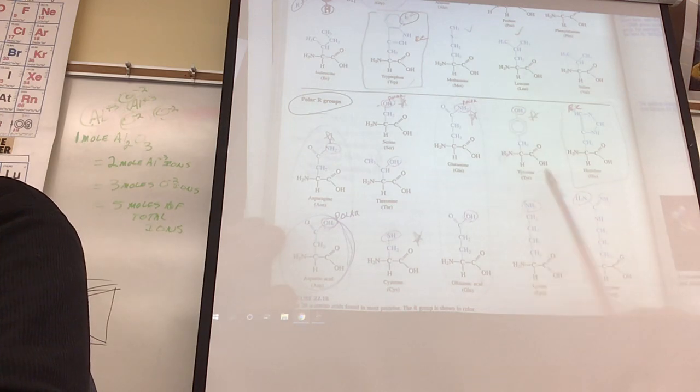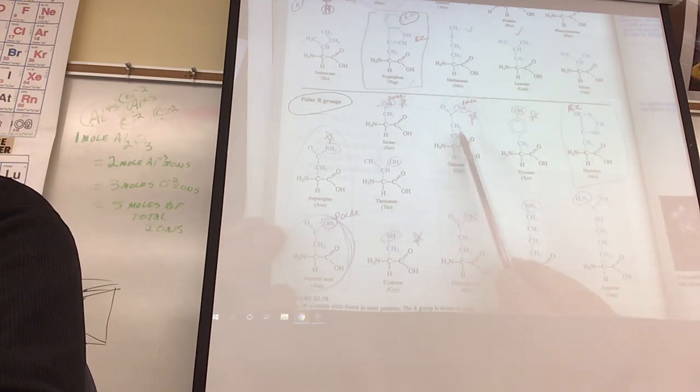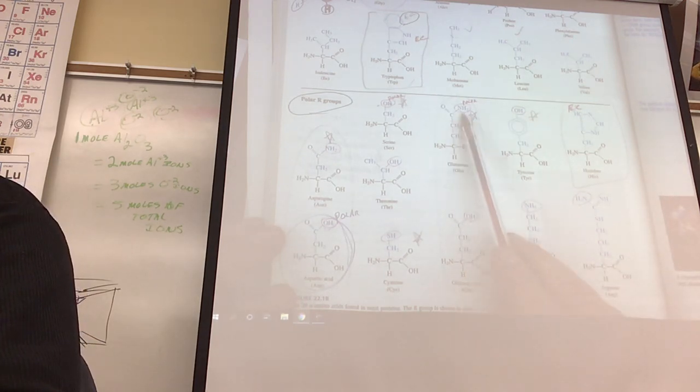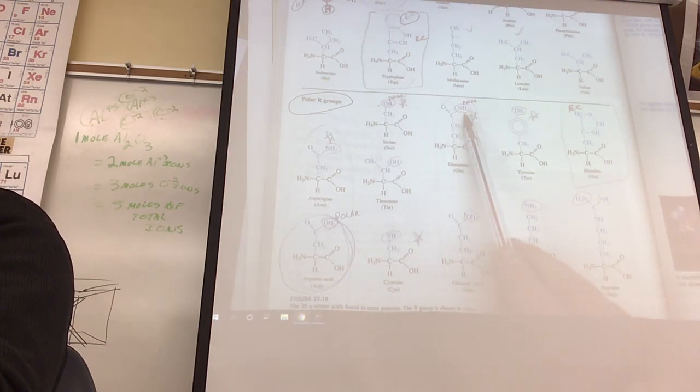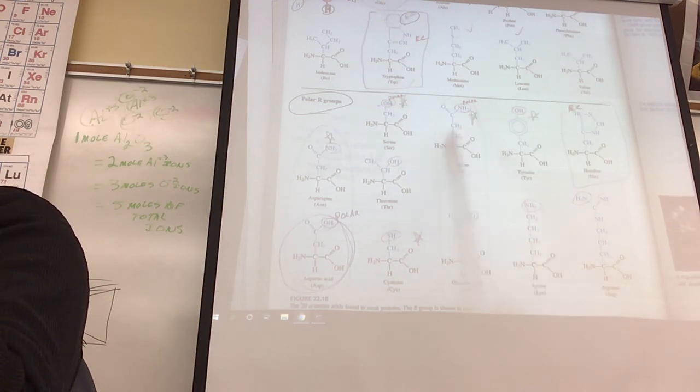Okay, let's try this one. Look at this one here, glutamine. Now, remember that when oxygen and hydrogen form a bond, it's always polar because of uneven electronegativities. Nitrogen always wins. It's kind of like oxygen. It can take the electrons and pull them in there. So nitrogen-hydrogen and oxygen-hydrogen bonds are going to be polar. So you can tell that's going to be polar there.